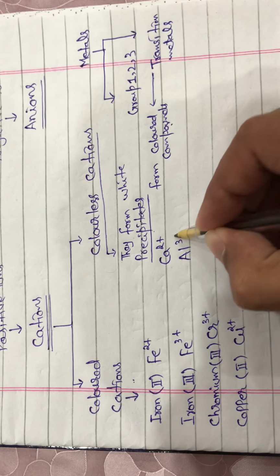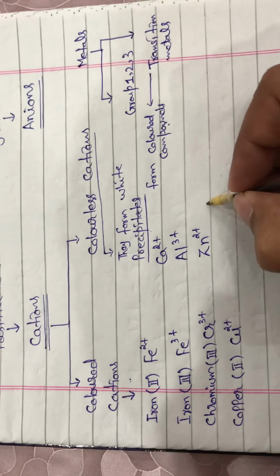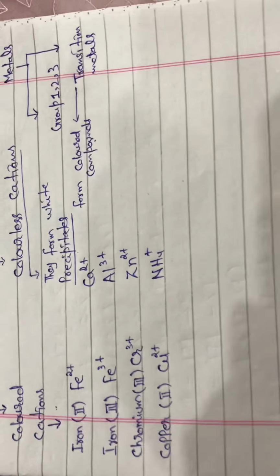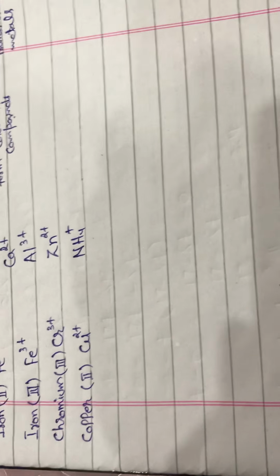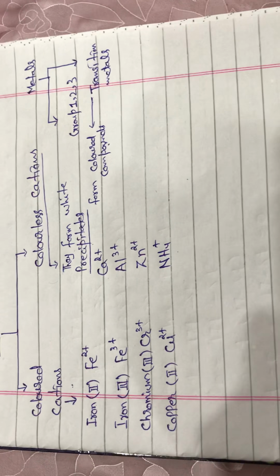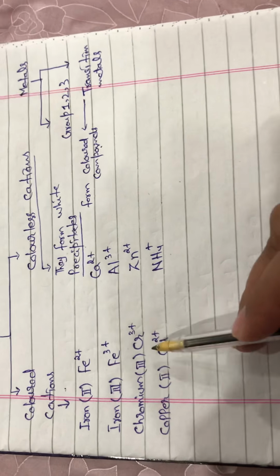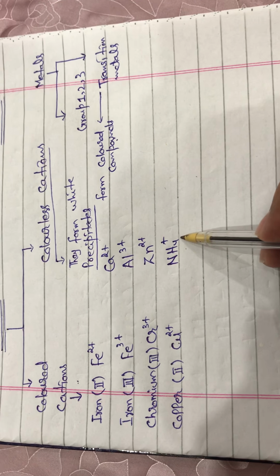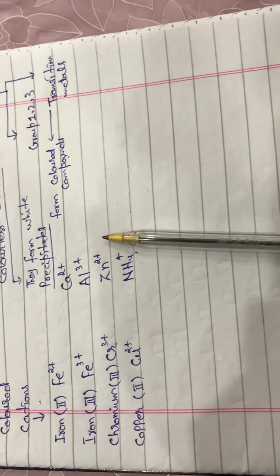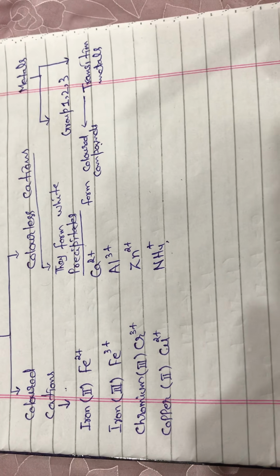aluminium ion, zinc ion, and ammonium ion. These are the colorless cations that you will study in the identification of cations. So, four are the colored cations, four are the colorless cations. Now, how are we able to identify them? There are two reagents that we will use to identify these cations.